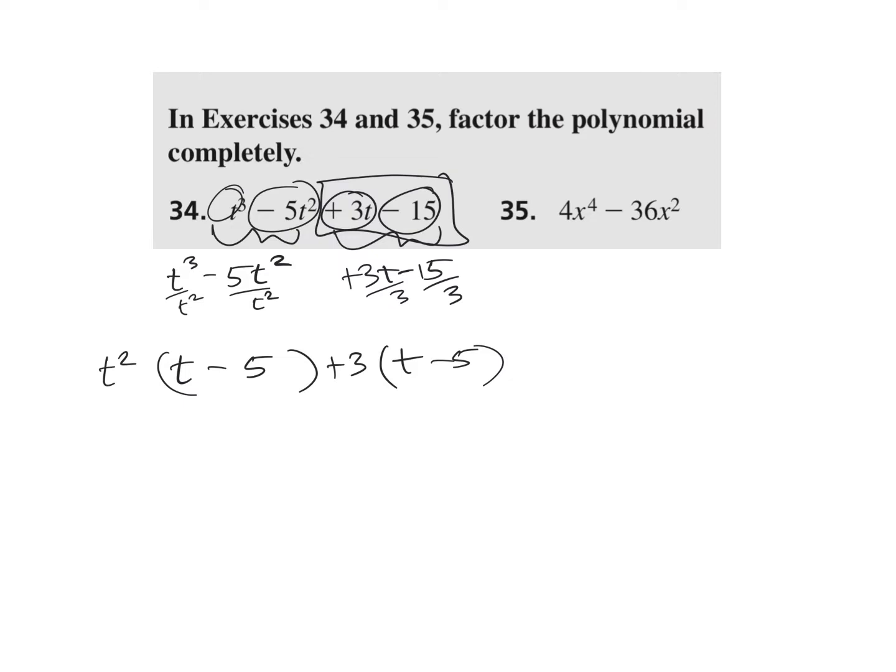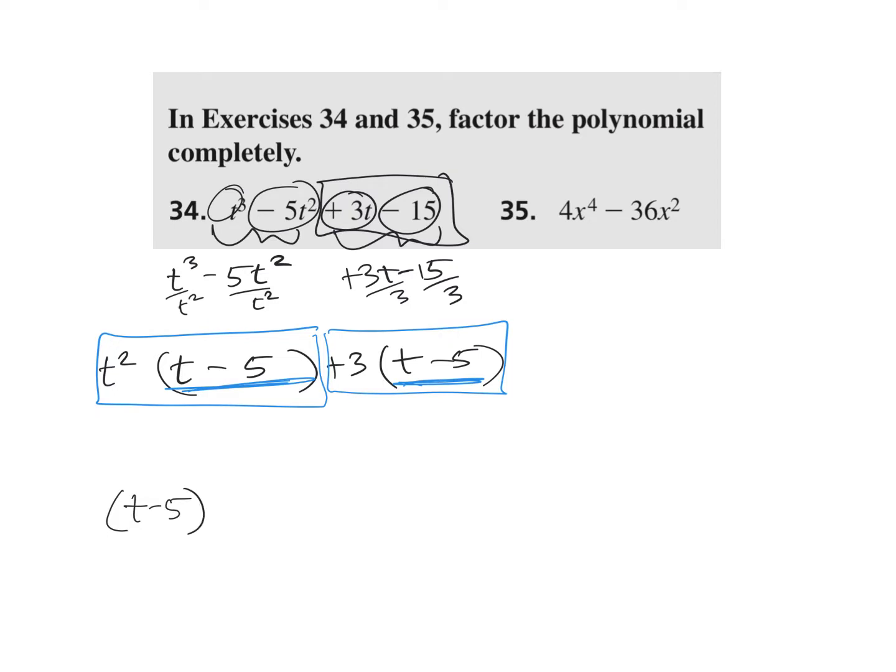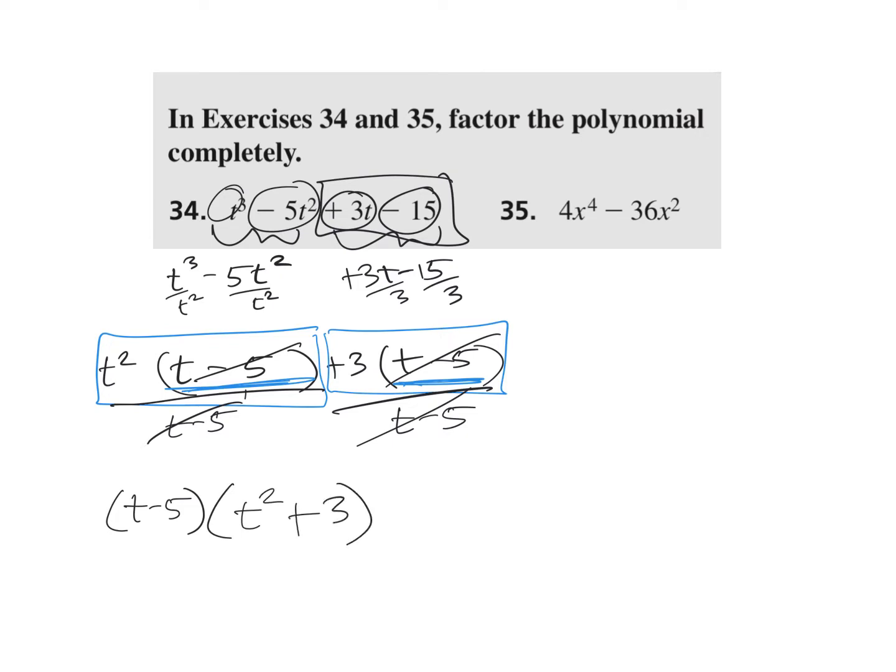And we do the next step, and this term has a t minus 5 in it, and this term has a t minus 5 in it. So I'm going to factor both of these by the t minus 5. So I'm going to factor again. So if I divide that whole thing by t minus 5, and this whole thing by t minus 5, the t minus 5's reduce out, and I'm left with t squared plus 3. That's factoring by grouping.